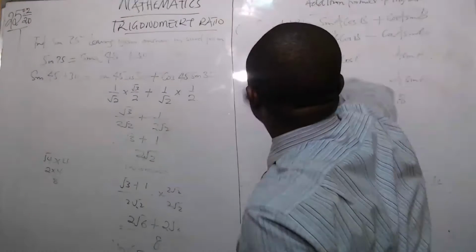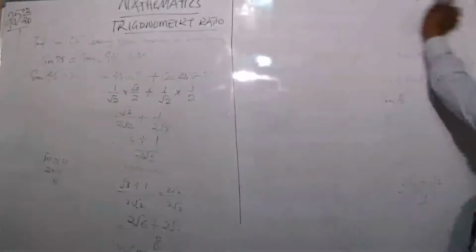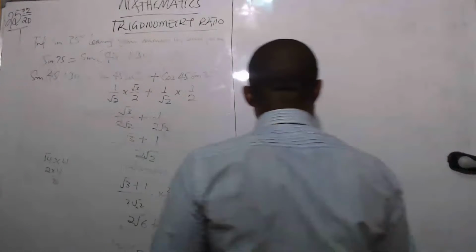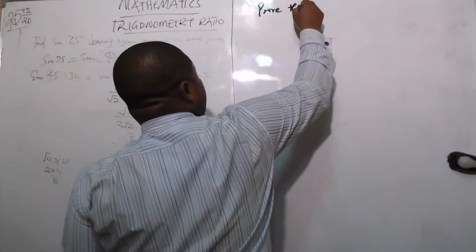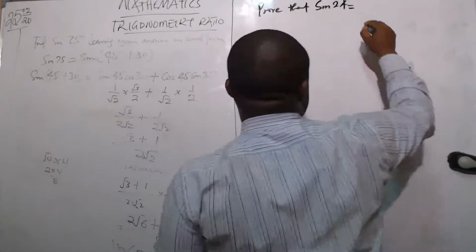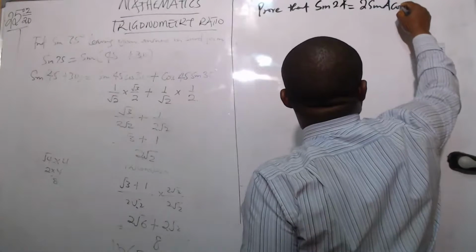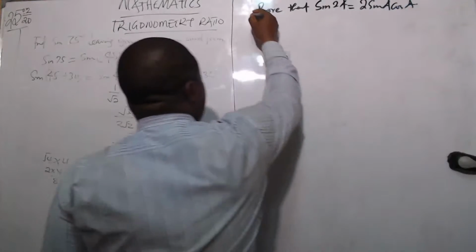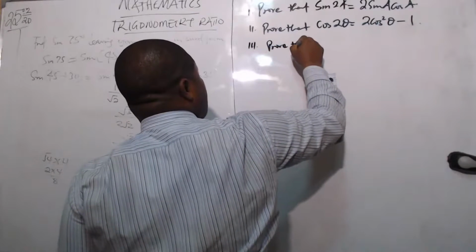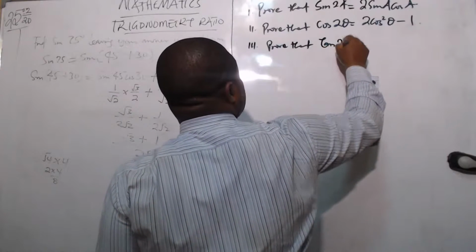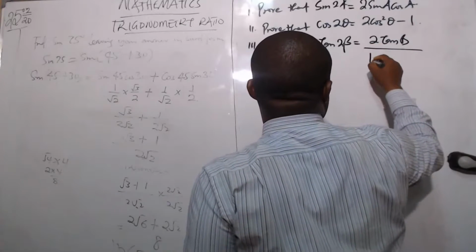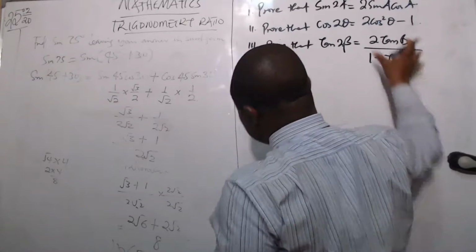The next question goes like this, the third rule of it. It says prove that sine 2A is equal to 2 sine A cos A. Then prove that tan 2 beta is equal to 2 tan beta over 1 minus tan square beta. Now see how we go about this.